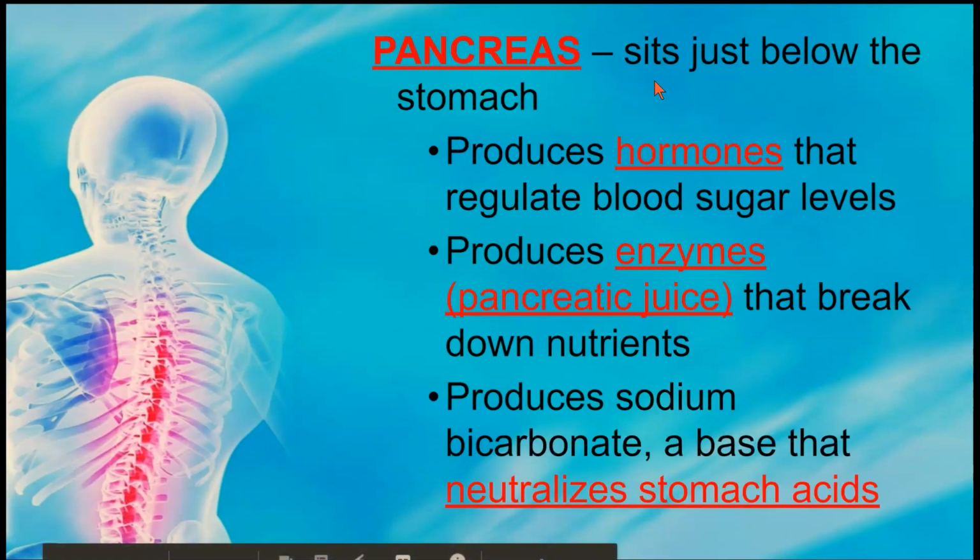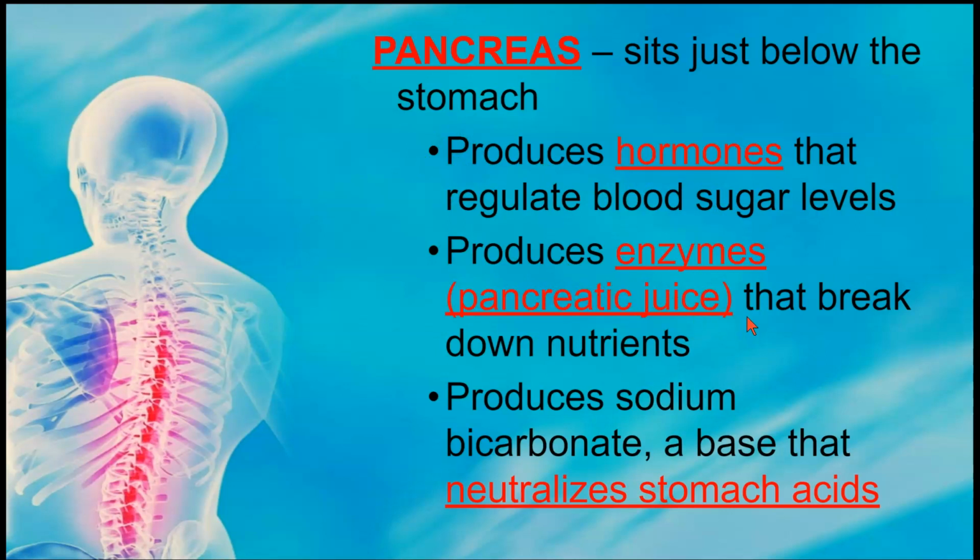So the pancreas, if you recall from our first image, sits just below the stomach. It produces hormones that regulate blood sugar. That's insulin and glucagon. We are not interested in that right now. Those are the hormones of diabetes, as you might recognize them to be. Pancreas secretes those hormones, but what we're interested more in of the pancreas for digestion are the pancreatic juices.